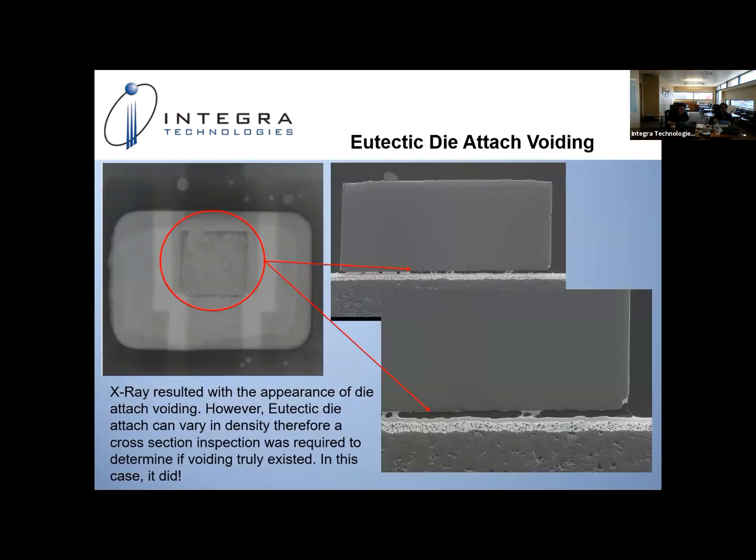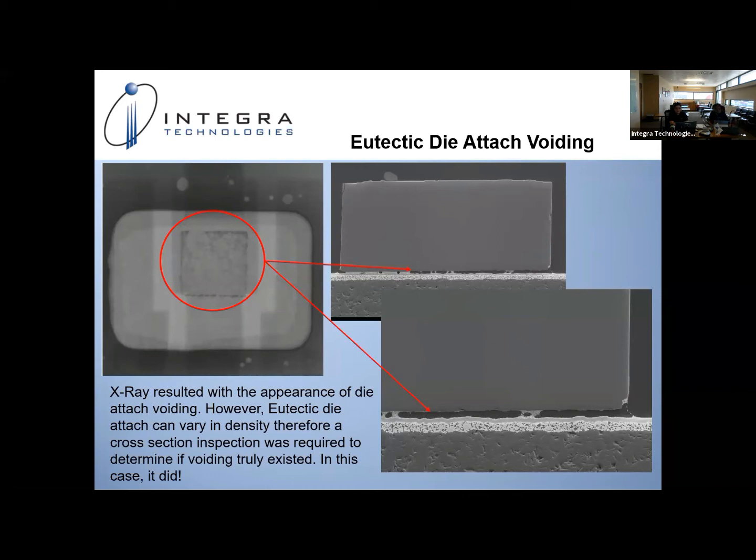Next slide, please. As good as X-ray can be and as powerful a tool as it is, there are some materials that are harder to inspect than others. This is a great example. This is a device that uses gold silicon die attach. The gold silicon die attach is going to vary in density because gold is much heavier than silicon. So you're going to have some densities playing against you when you do that type of inspection. In this case, we thought we had noticed severe voiding, but again, we weren't sure due to the density.